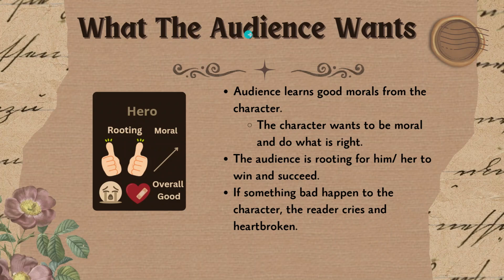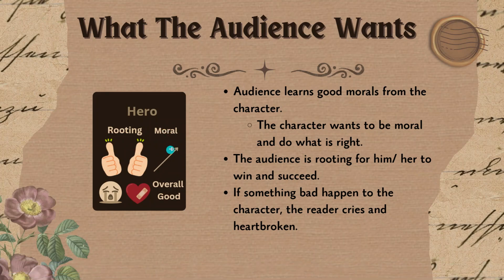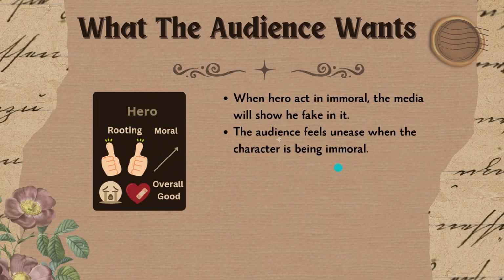In the best example, the audience learns good morals from the character, and the character wants to be moral and do what is right. The audience is rooting for him or her to win and succeed. If something bad happens to the character, the reader cries and is brokenhearted. So that's why I use this as a hero. We're rooting for him. His morals are not perfect, nobody's perfect, but very high and overall good. When something bad happens, our hearts are broken. That's how we cry in movies and books, because something bad happened to the hero.